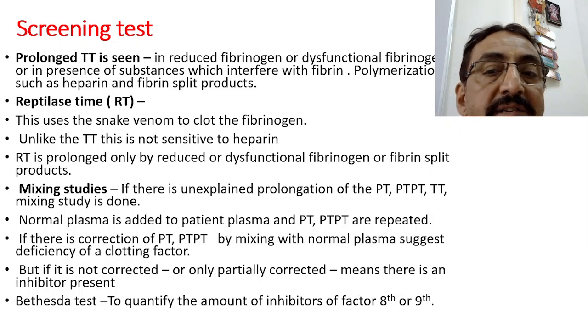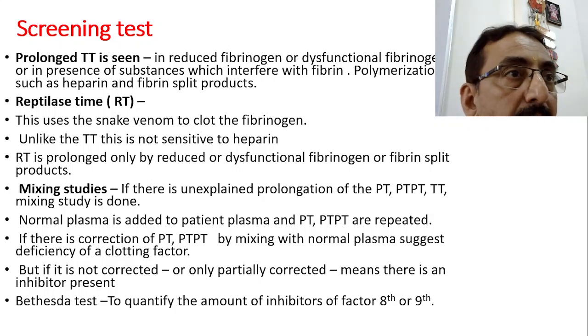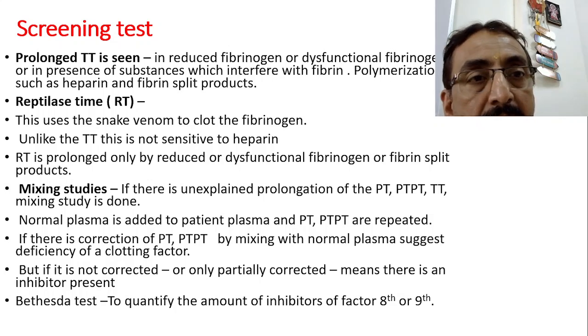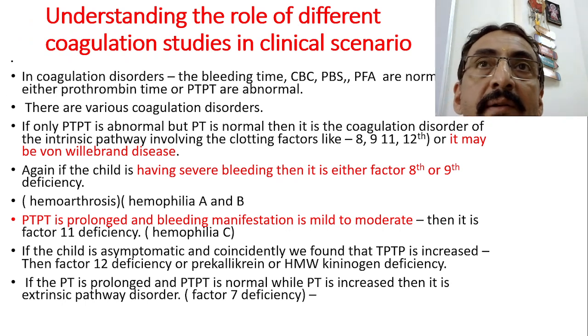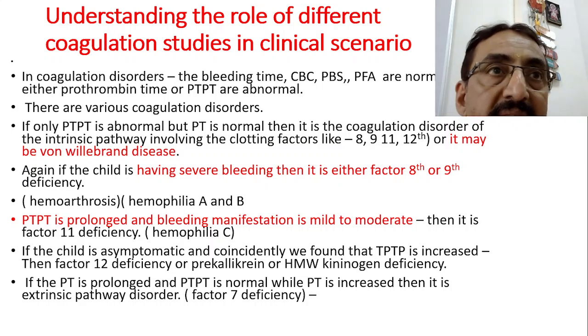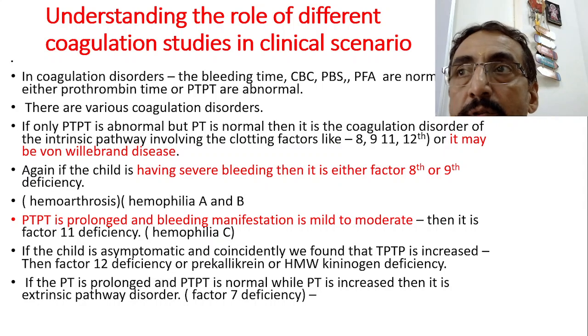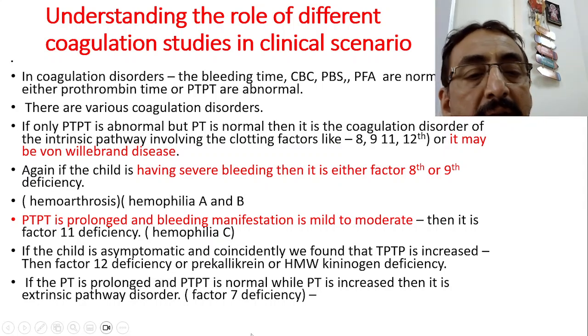So the last test is called the Bethesda test. It quantifies the amount of inhibitors present in the plasma, especially inhibitors like those against factor number 8 and factor number 9. Okay, so these are the normal screening tests which we conduct for bleeding disorders, especially platelet and clotting factor disorders. The rest of the things we will continue in the next class.